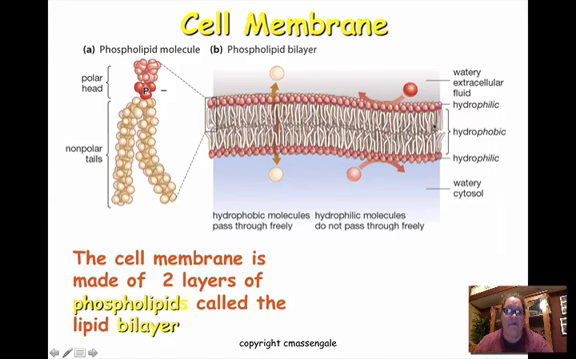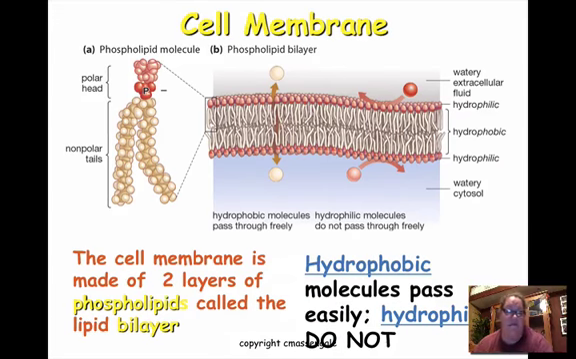All right, so getting more in detail about the cell membrane, okay? So you have, like I said, bilayer means two. So you have layer 1 and layer 2, okay? Hydrophobic molecules can pass easily, like this is oxygen. It can come in and out very, very easily.